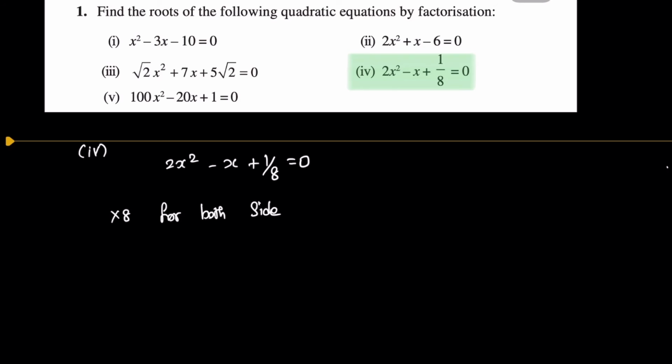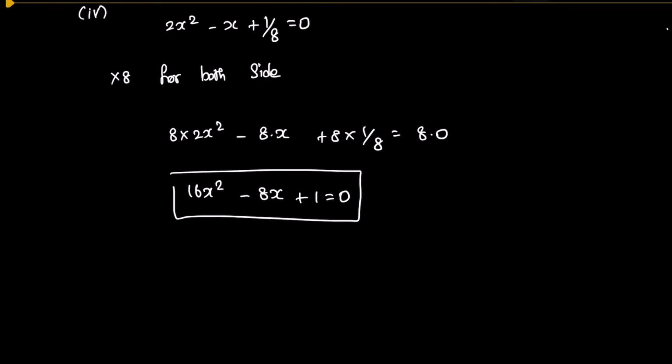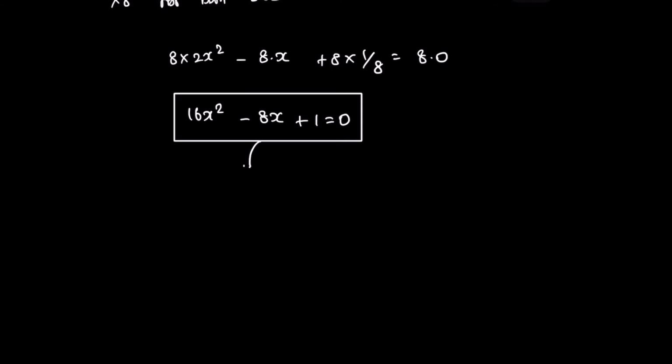So now 8 times 2x square minus 8 times x plus 8 times 1 by 8, then 8 times 0. So 16x square minus 8x plus 1 is equal to 0. So this is the required equation. Then you just compare with the general expression ax square plus bx plus c is equal to 0.